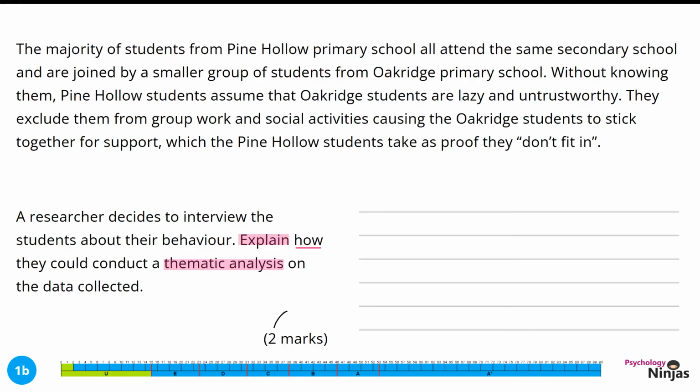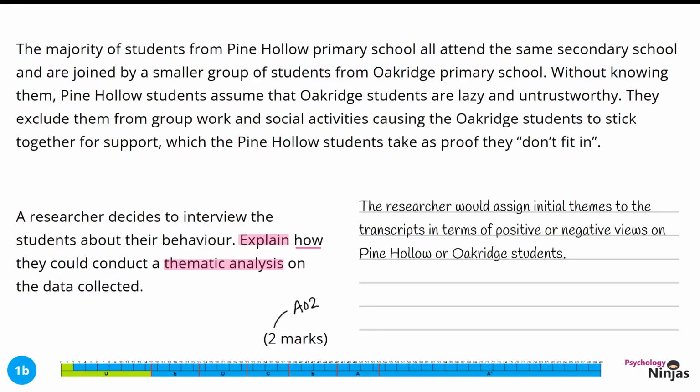There is some assumed knowledge in this question in terms of conducting a thematic analysis as a qualitative data technique. Our 2 marks are both application marks or AO2 marks, so we need 2 different ways in which we're going to take the process of a thematic analysis and apply it to this particular scenario about prejudice. Let's have a look at our answer.